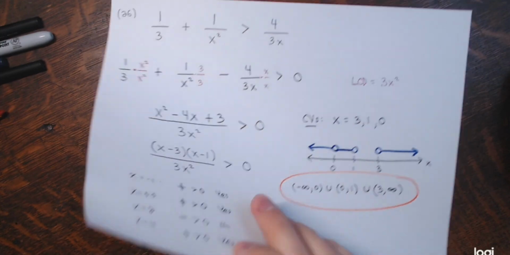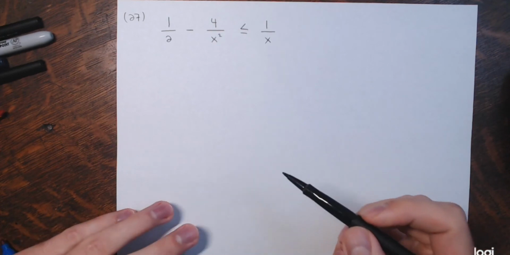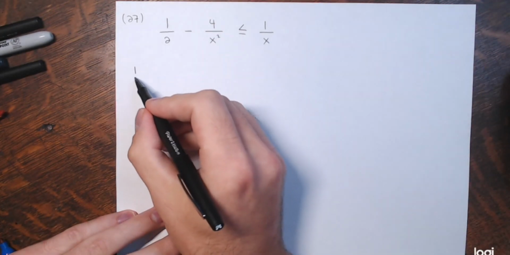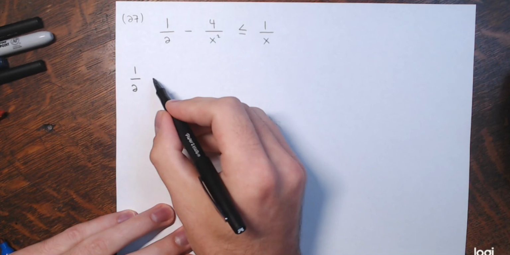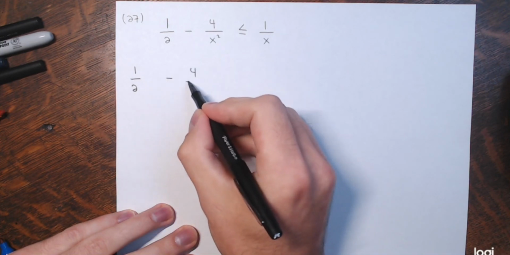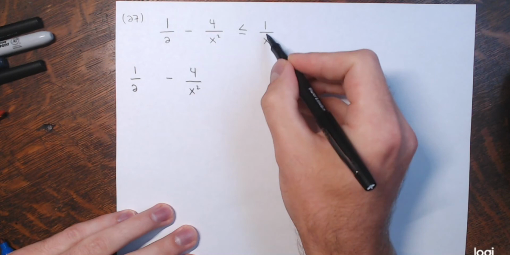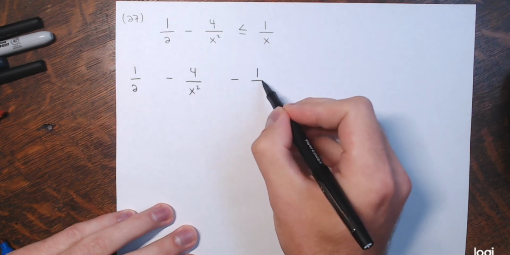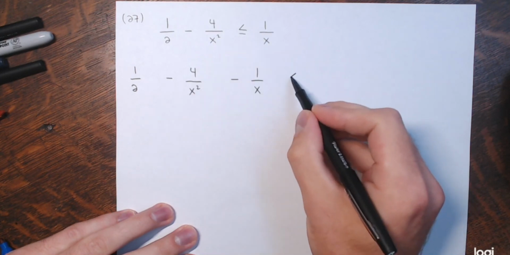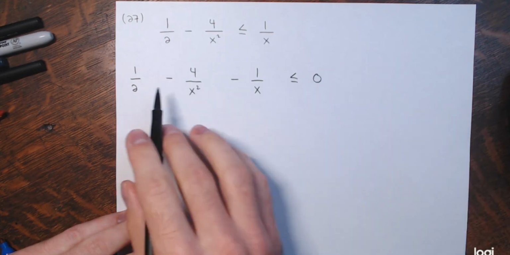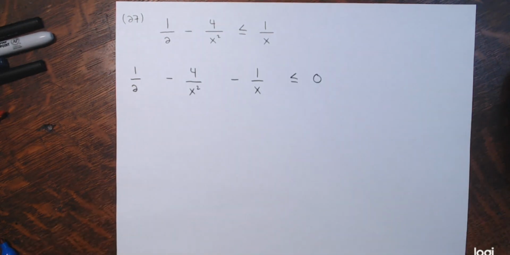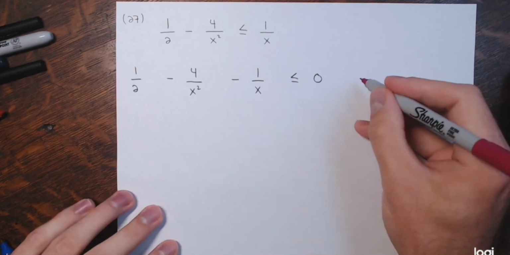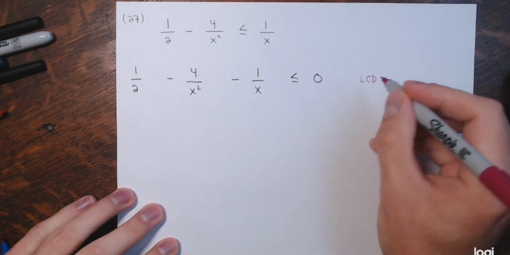27. Same kind of problem. So once again, I'm going to subtract 1 over x, get 0 on one of the sides. So we have 1/2 minus 4 over x squared, then minus 1 over x is less than or equal to 0. So I've got 0 on one side. Now I want a single fraction on the other. So again, I'm going to do some subtraction here, some addition, right? We need a common denominator. Now I hope it's easy to see again that the LCD is just 2x squared.